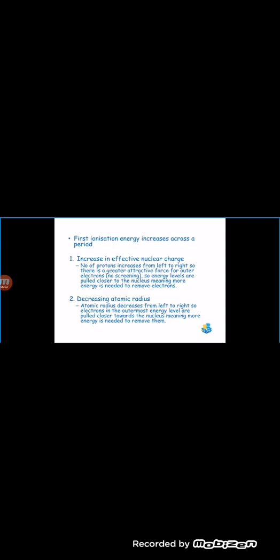First ionization energy increases as you go across a period, and this is due to an increase in effective nuclear charge. So again, the number of protons increases from left to right, so there is a greater attractive force for outer electrons. There is no extra screening. So energy levels are pulled closer to the nucleus, meaning more energy is needed to remove the electron. Like in the last slide, we can explain this by saying that the electrons are added to the same energy level each time, so there is no additional screening.